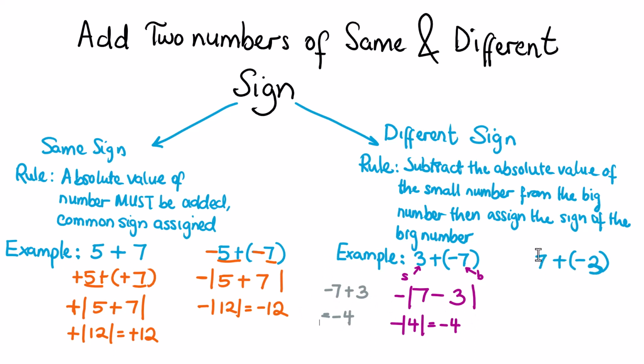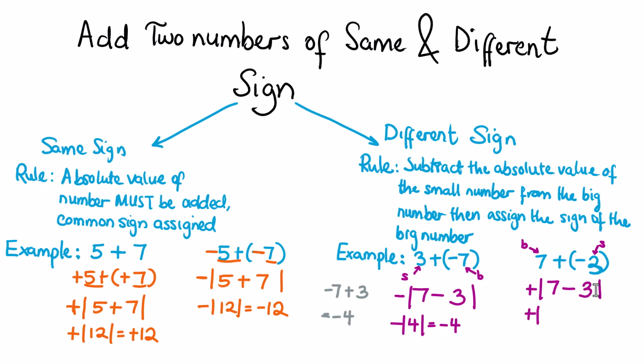However, for the other case here, when you're labeling which one is the big whole number versus the small whole number, 7 is considered to be the big one, while 3 is considered to be small. Therefore, we're going to consider the big number's sign as positive because we have 7 here. Therefore, we're going to have positive on the outside of the absolute value, and we're going to do our small number 3 subtracted from 7, and therefore we have positive absolute value of 7 minus 3.